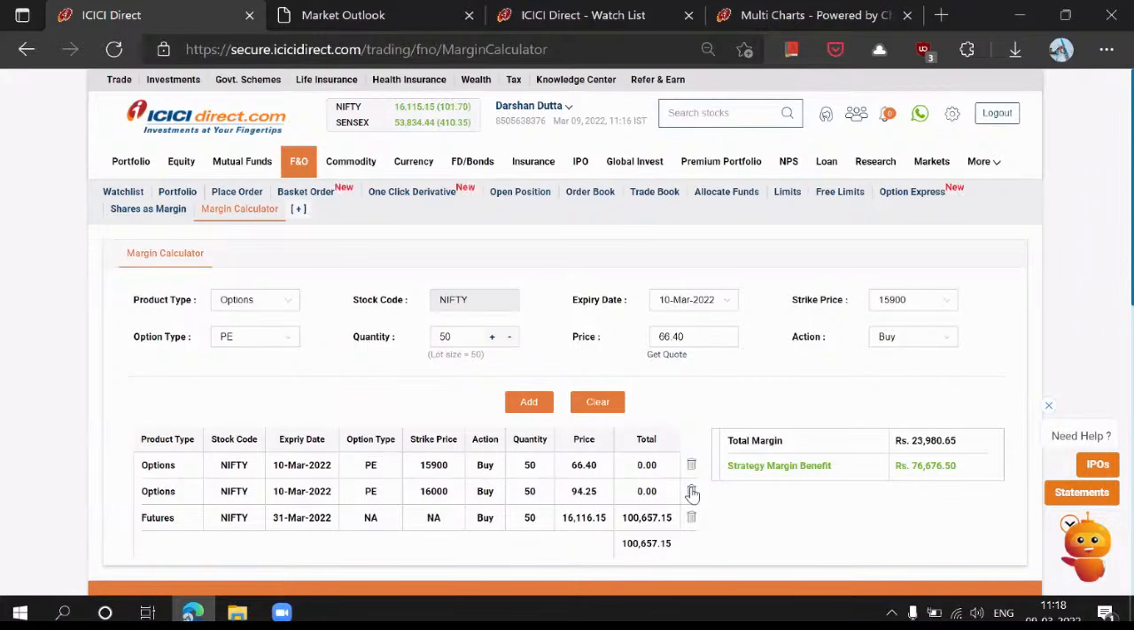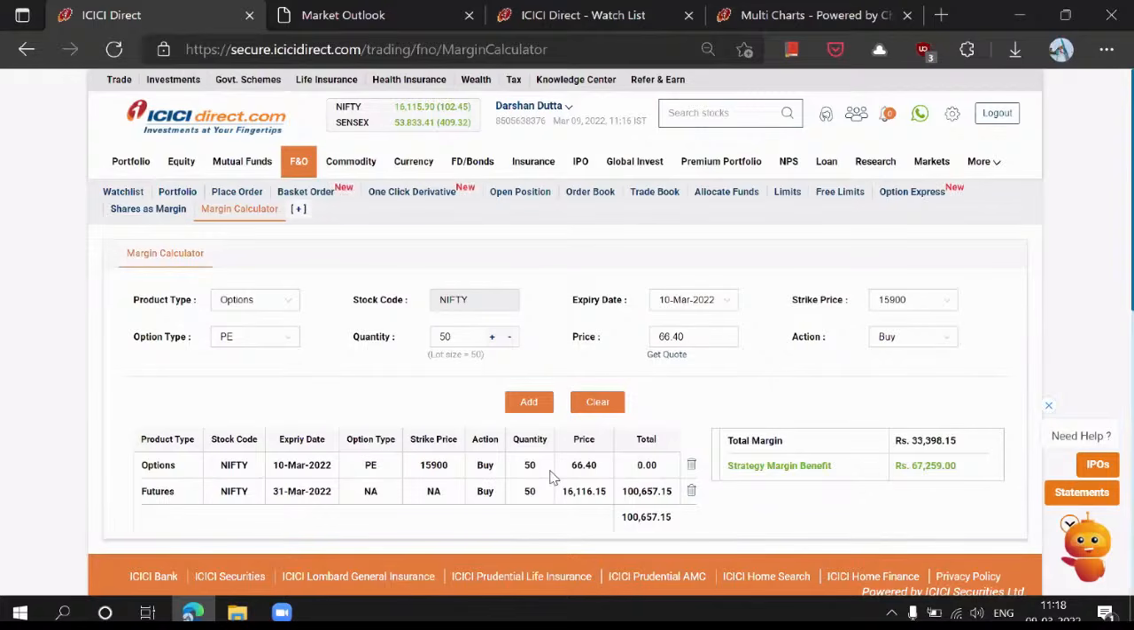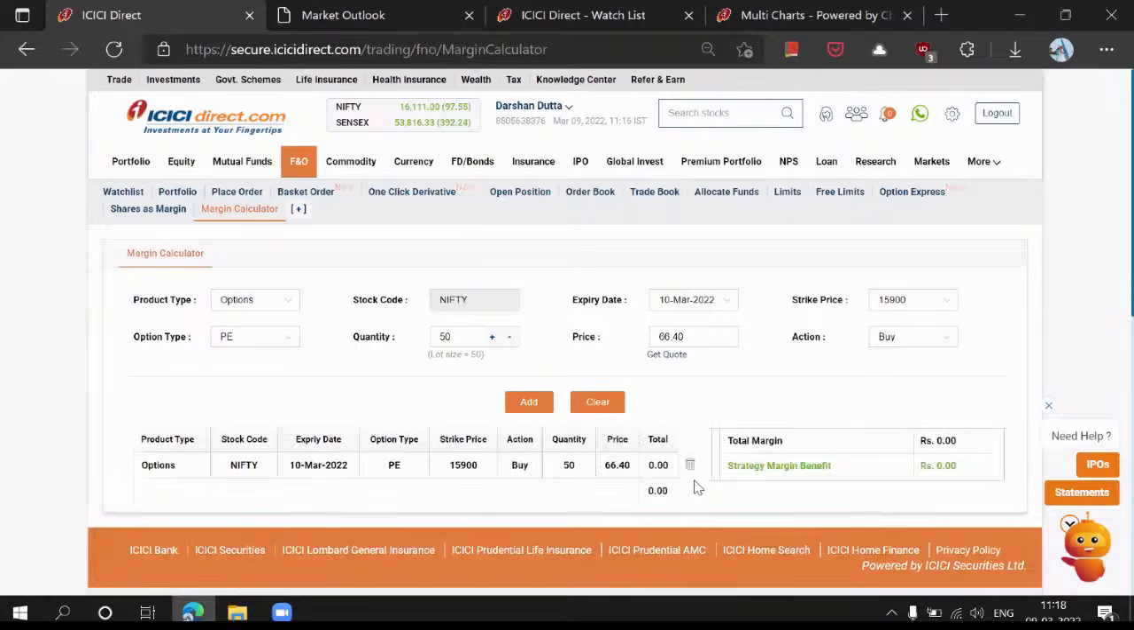I'll get into some of the option strategies as well. A lot of people write options, a lot of people buy options as well. So we could run you through some of the option strategies, and we could delete the futures.